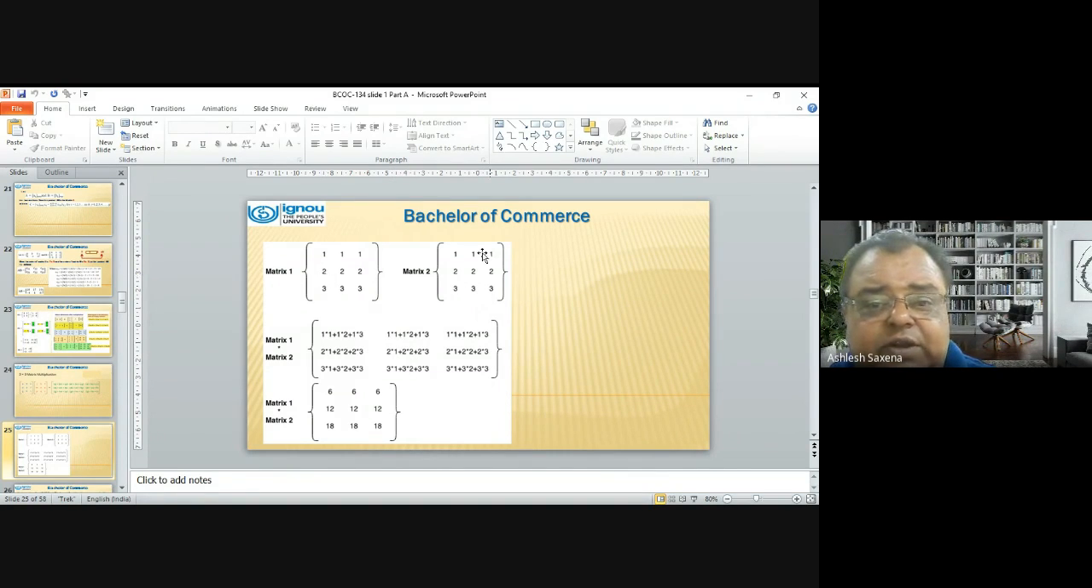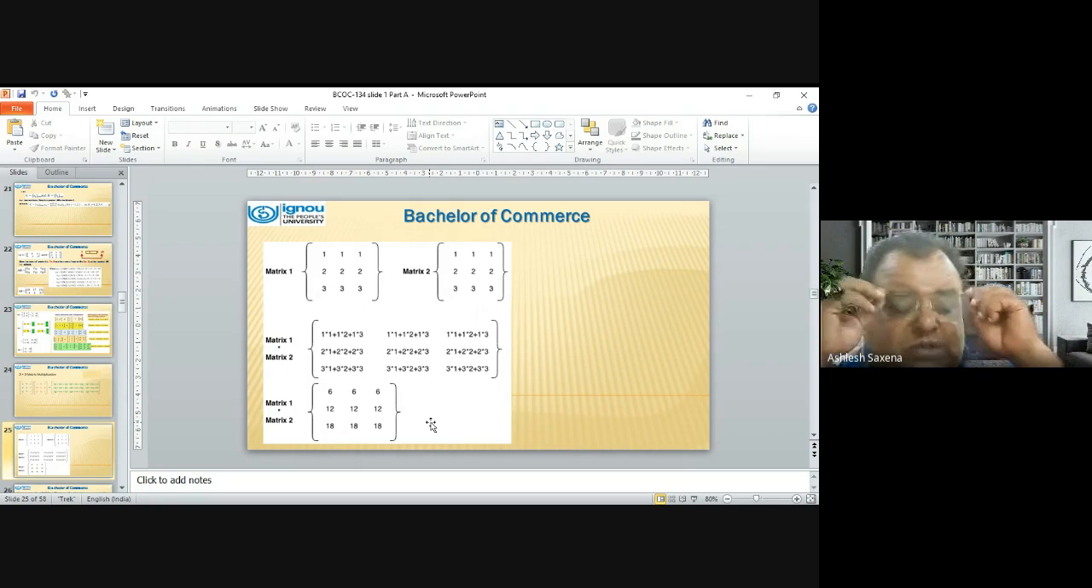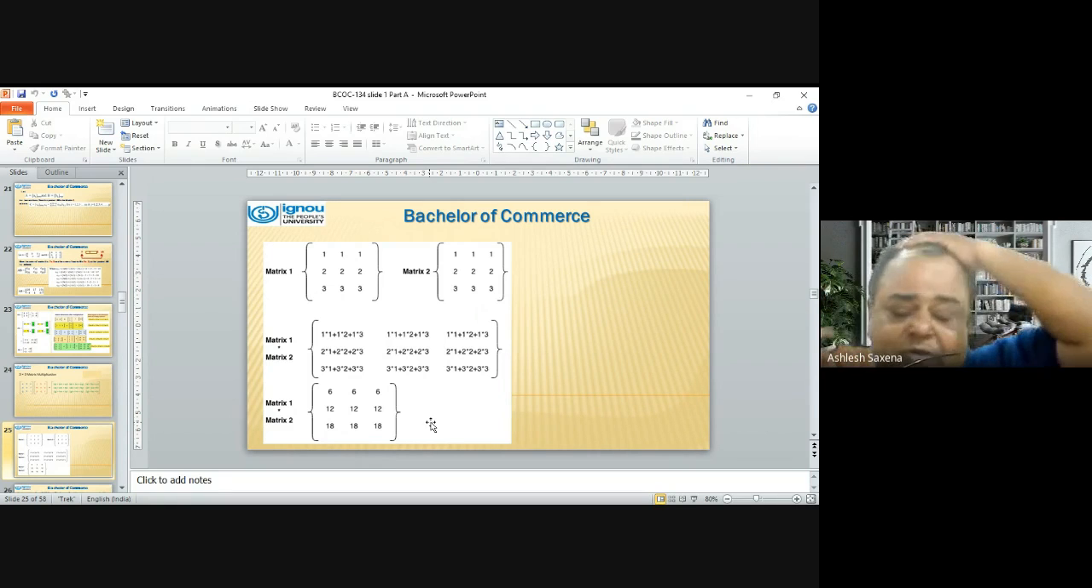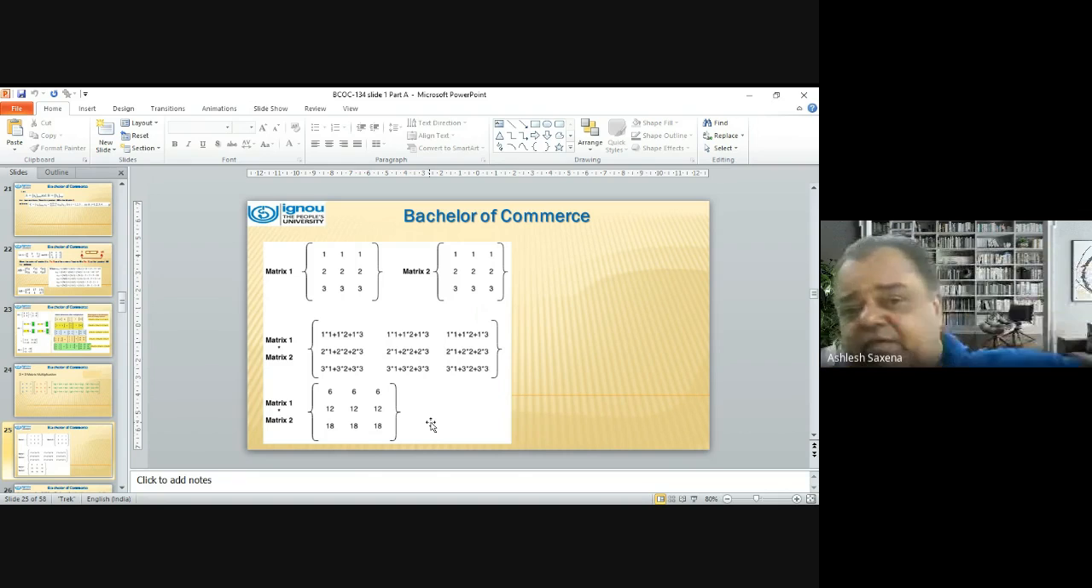Third one, 2 into 1 plus 2 into 2 plus 2 into 3. Again 12. Now 3 by 1, 3 into 1, 3, 3 into 2, 6 plus 3 into 3, 9. This comes out to be 18. Again, we are going to multiply this with this, and again in the third one, this into this. So we are going to get a matrix of order 3 by 3 once again. When we are multiplying two matrices of same order, we are going to get the product of the same order.